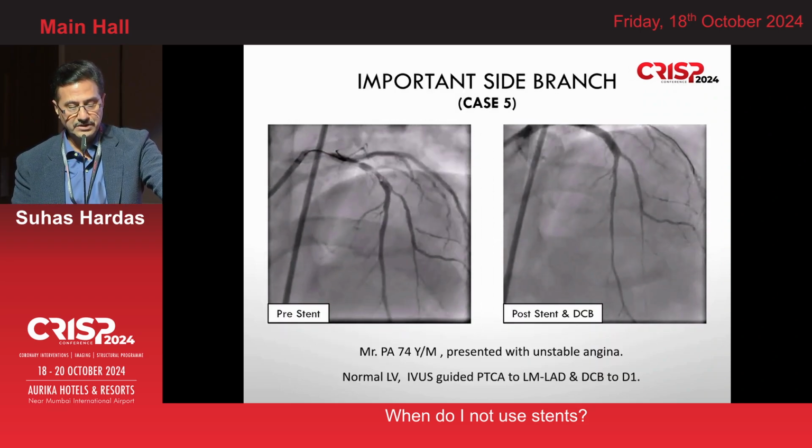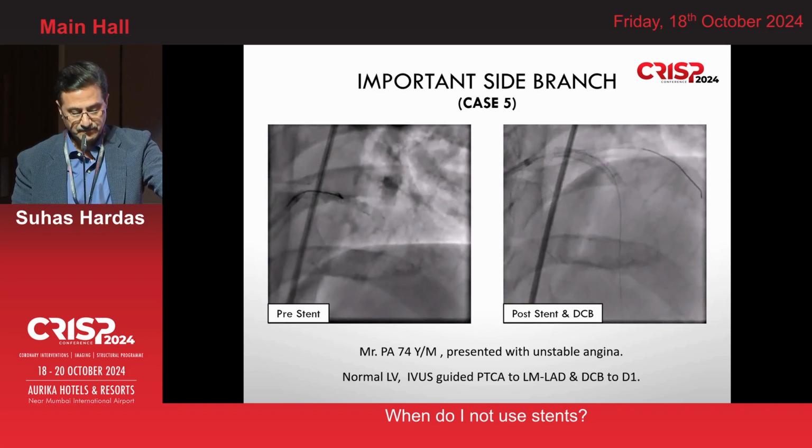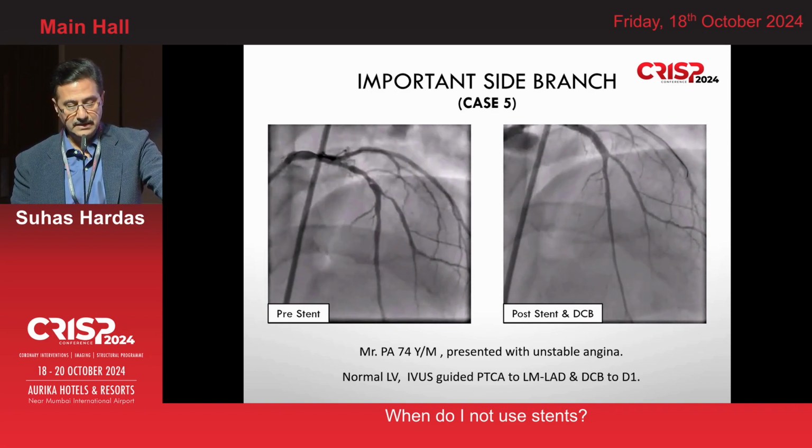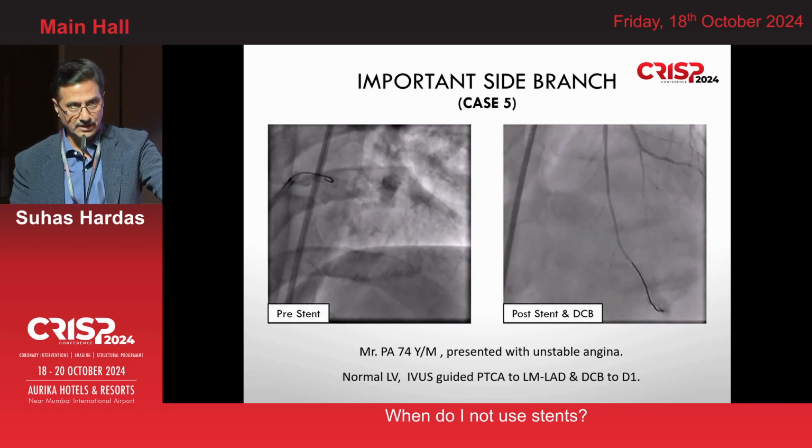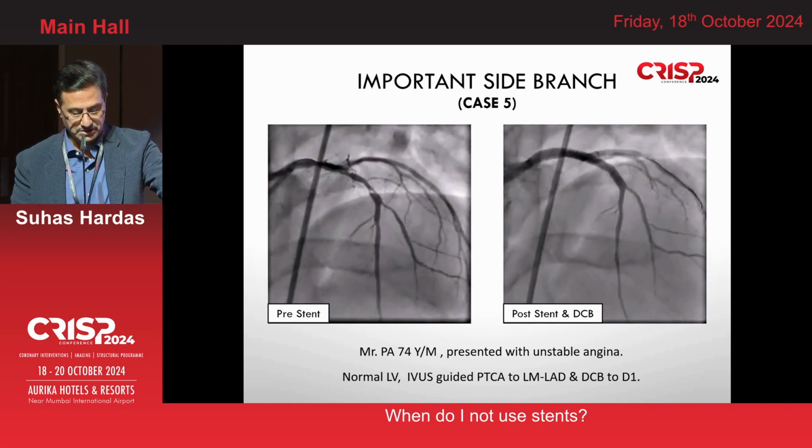If you have an important side branch and a proximal lesion, you can probably do the side branch dilatation with a drug-coated balloon and put in a proximal stent.